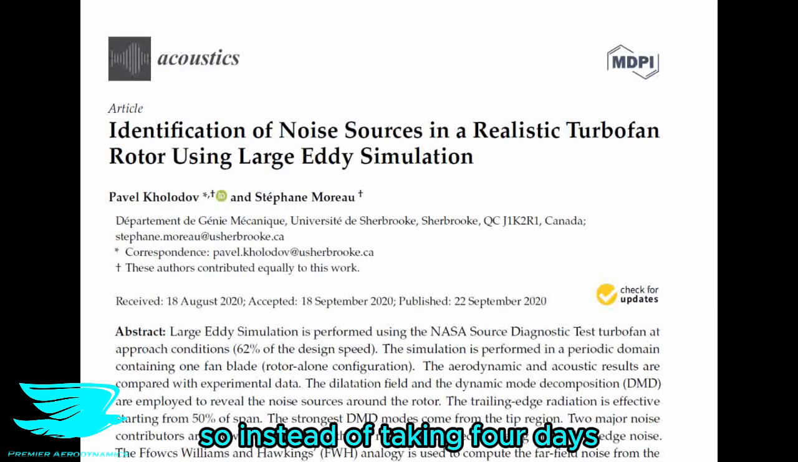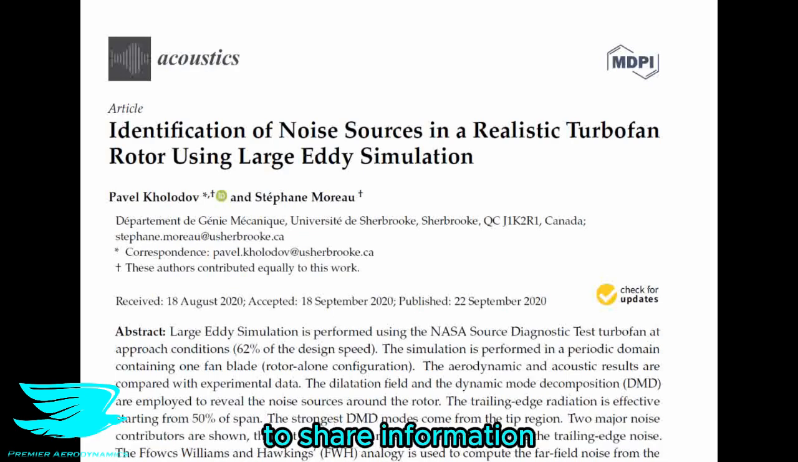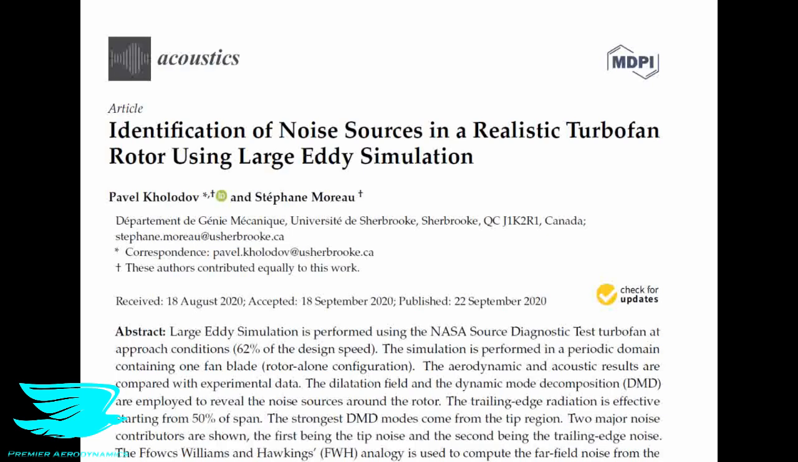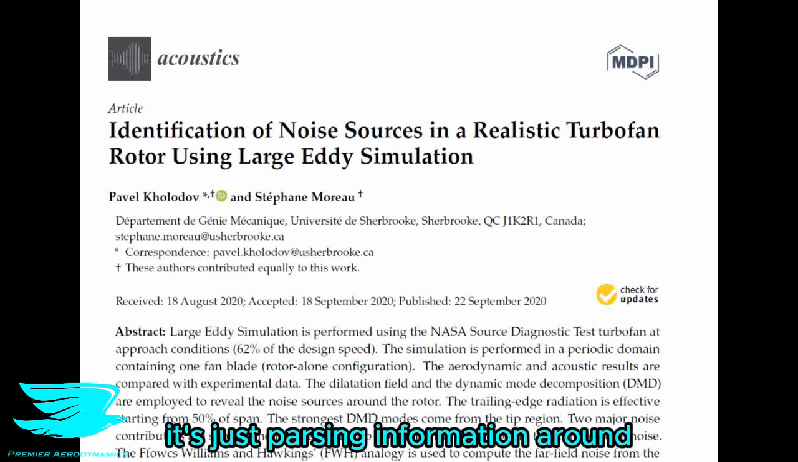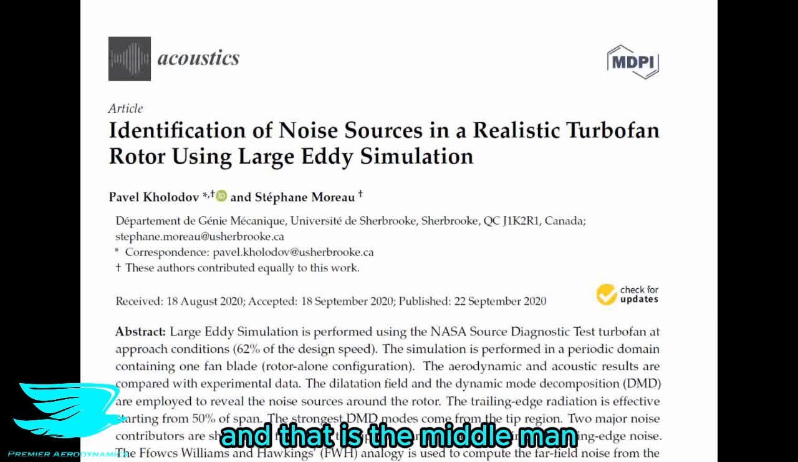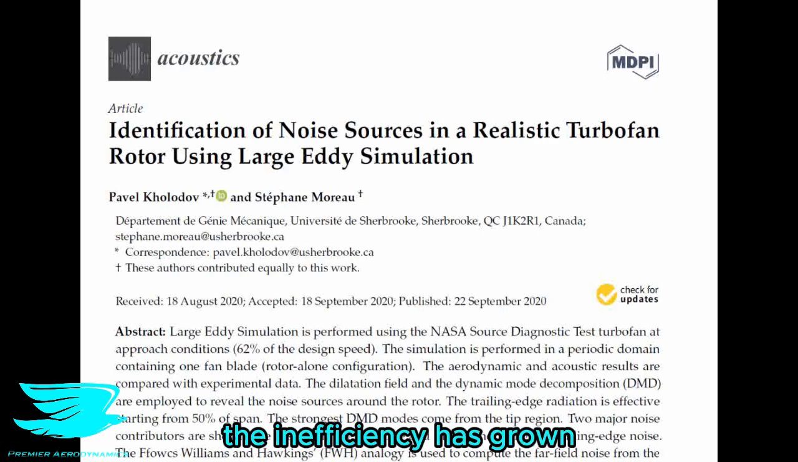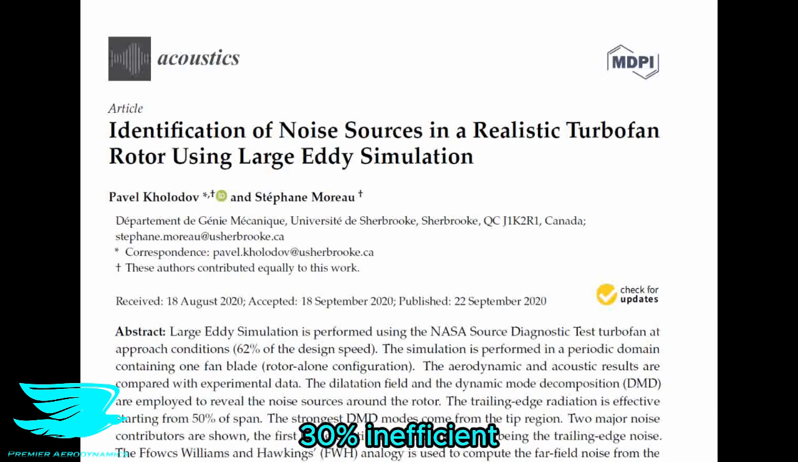So instead of taking 4 days, which would be 1/100th of the time, it takes 10 days, because now you have 100 cores, and they all need to share information and communicate with each other. That takes up a lot of CPU power. So this CPU power isn't directly solving anything. It's just passing information around, and that is the middleman. So because we have jumped to 100 cores now, the inefficiency has grown. Perhaps it's 30% inefficient now. So 70% efficient, 30% inefficient.